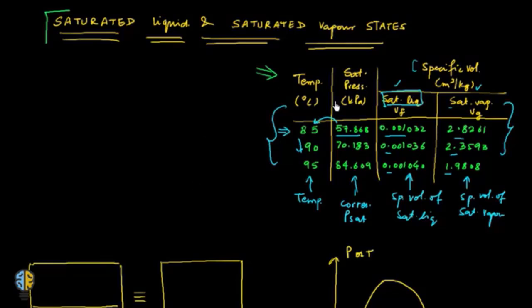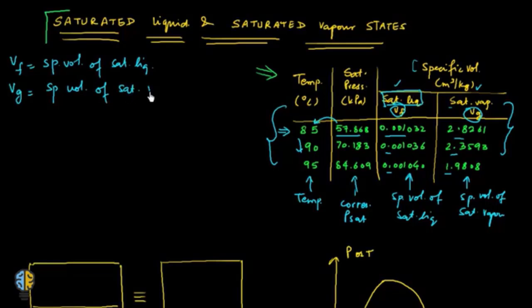Now, every liquid property will be given with the subscript f, and every vapor property would be given with the subscript g. So Vf is the specific volume of saturated liquid, and the specific volume of saturated vapor would be Vg.